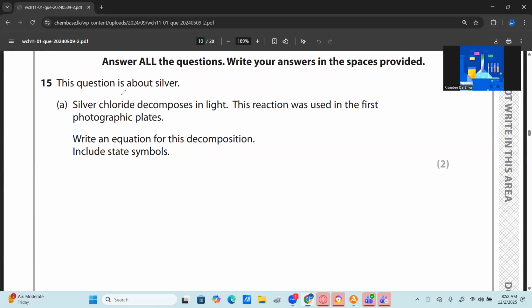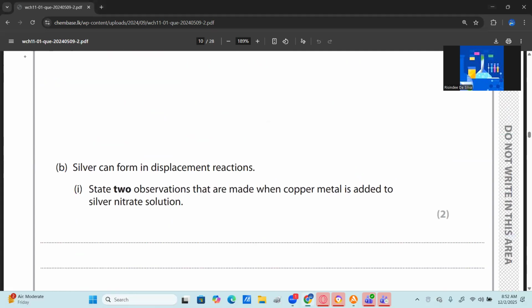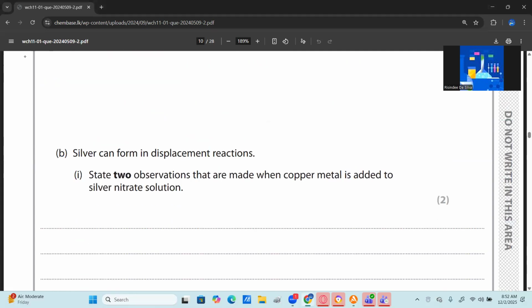Silver chloride decomposes, write an equation. So if a compound decomposes, we can easily include state symbols. So we know it's a white precipitate. You get silver metal and chlorine gas. So when you write an equation, you need to write the balanced equation. It will decompose into its elements. Silver can form in displacement reaction.